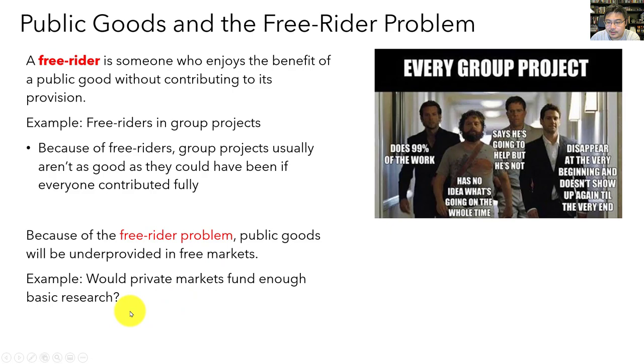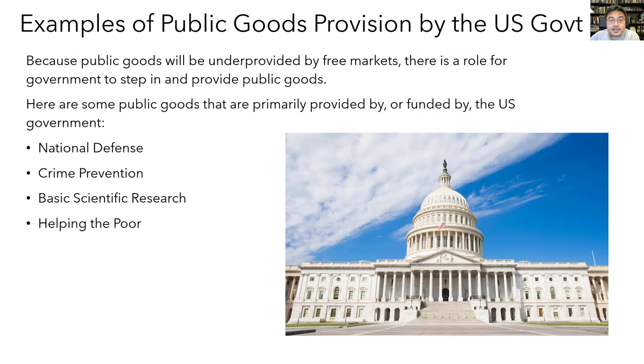So here are some of the ways in which the government provides public goods in the U.S. First, we already talked about national defense. The U.S. federal government is the sole provider of national defense in our country. National defense spending is about $700 billion a year and accounts for 15% of federal expenditures and about 3.2% of GDP. Although private contractors can be involved in the provision of national defense, we still say that it's primarily provided by the government, because the source of funds is still coming from the government and from taxes.